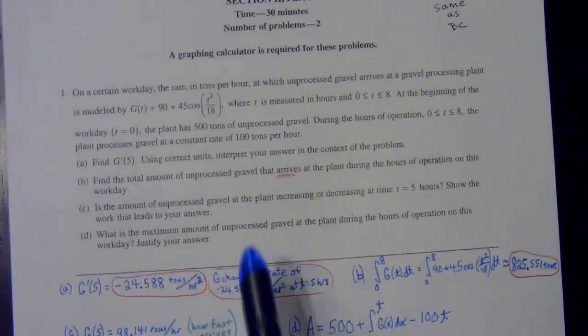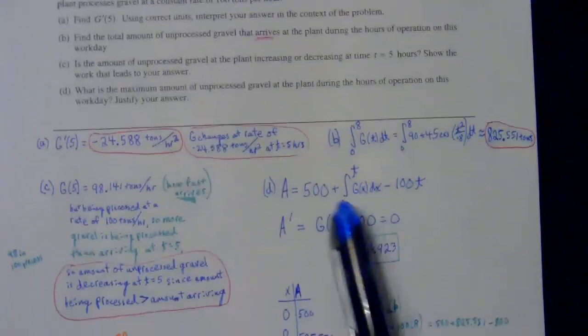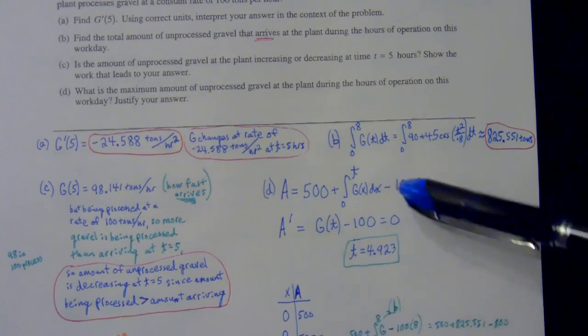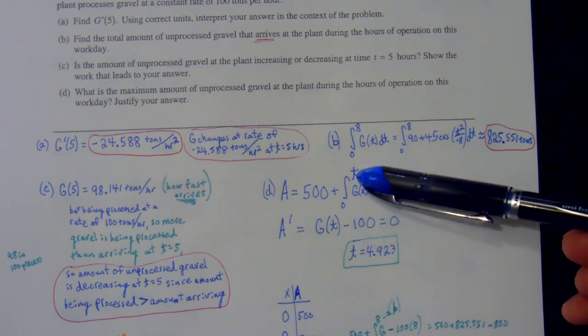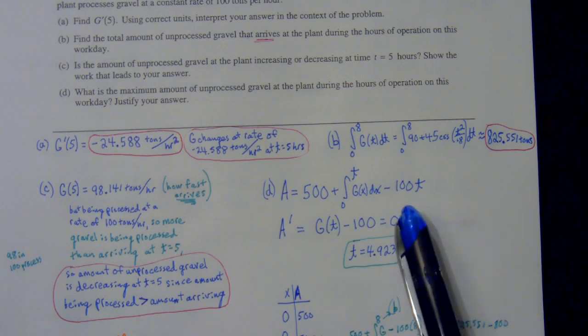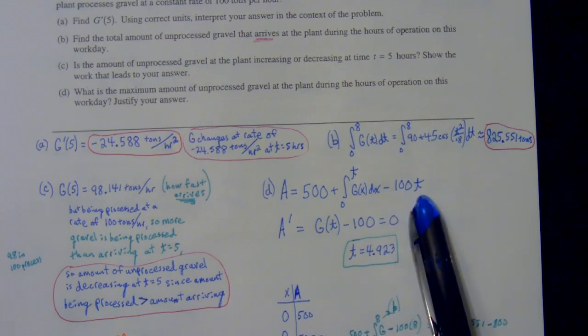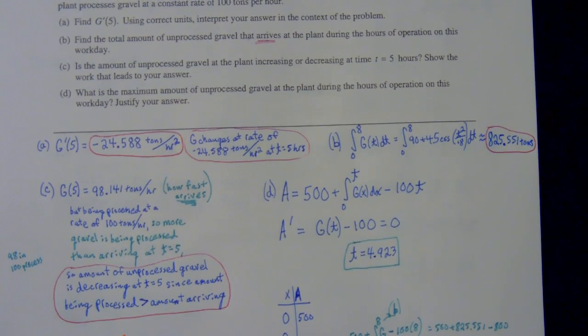And so it tells us at the beginning, the plant has 500 tons of unprocessed gravel. So that's unprocessed. And then when I integrate that G function between 0 and some time, that gives me how much more of that gravel arrived at that plant that was still unprocessed. And then we're processing at a rate of 100 tons per hour, so I just did a minus 100t. And then a little technicality.